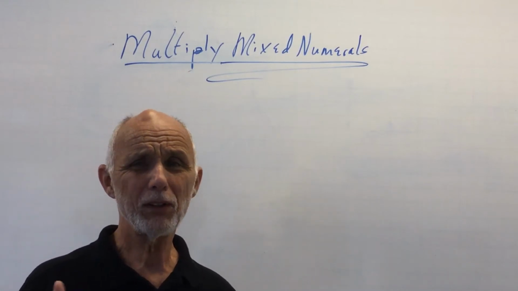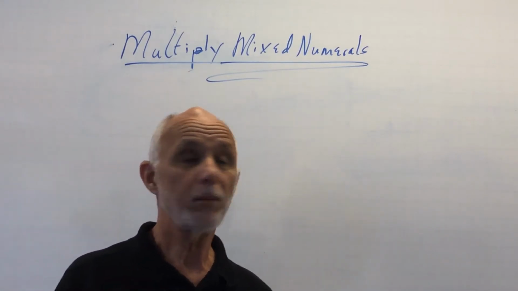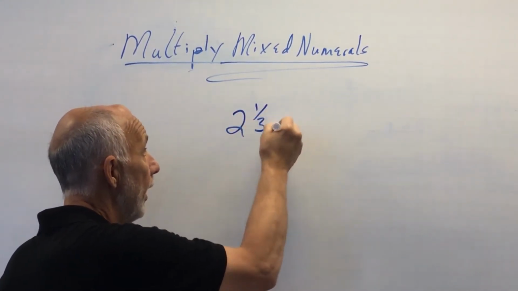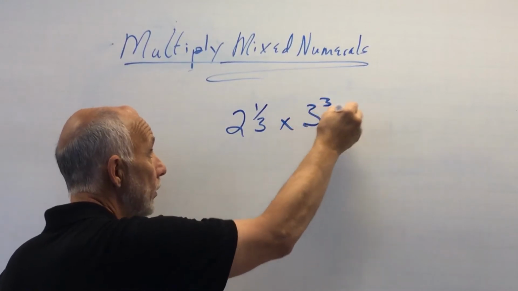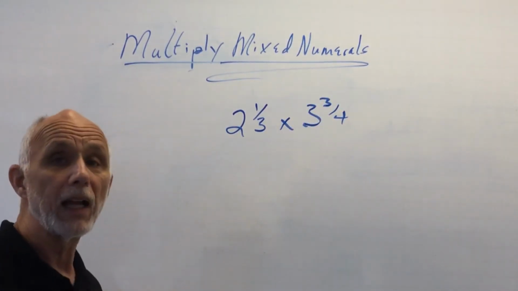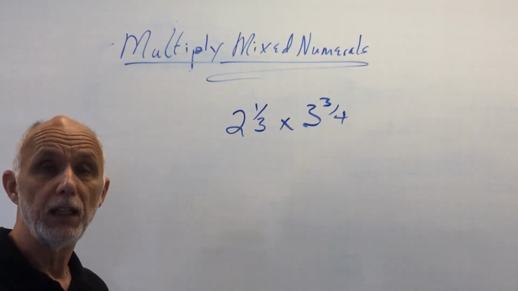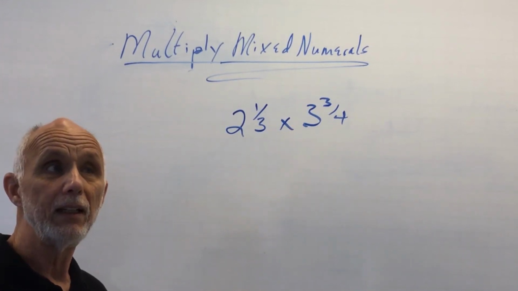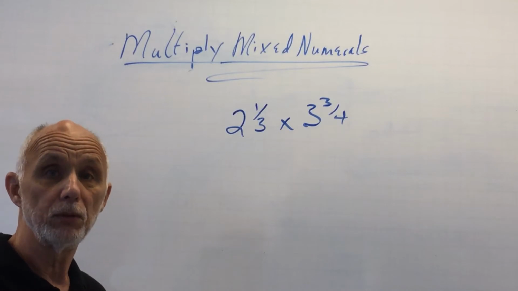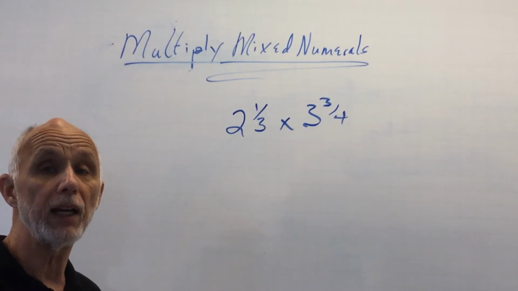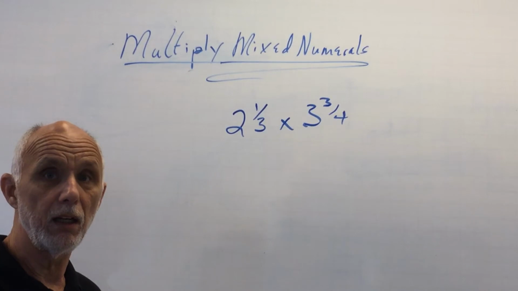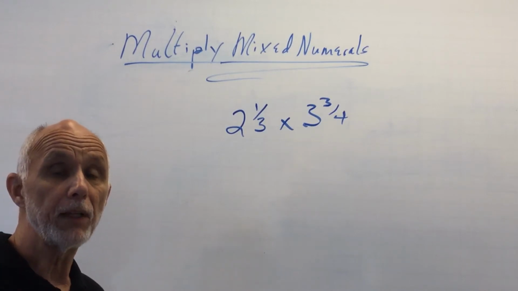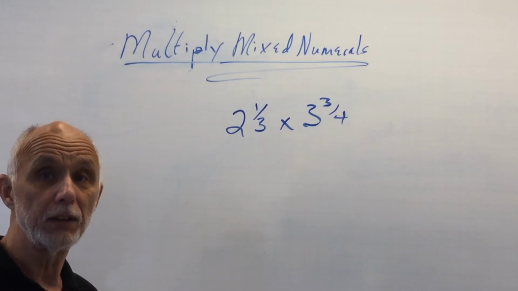And I go, what are you talking about? Well, you can't multiply mixed numerals, like I can't multiply 2 1/3 times 3 3/4. All right? But I can multiply fractions. And you say, but Mr. Adu, these are mixed numerals, not fractions. That's right. But what can I do to a mixed numeral? I can make it into a fraction. What kind of fraction does a mixed numeral become? It becomes an improper fraction.